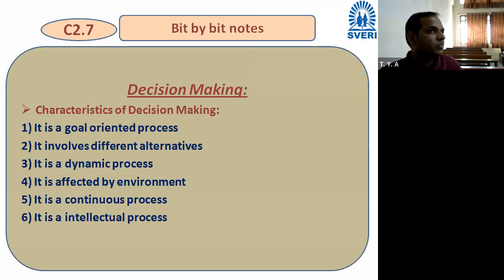Then it involves different alternatives. Decision making involves different alternatives. So if you don't have options, then you have only one. How will you make the decision? So you have alternatives. Alternatives means you have various options. So that's why you can make the decision. So this is one of the characteristics of decision making.